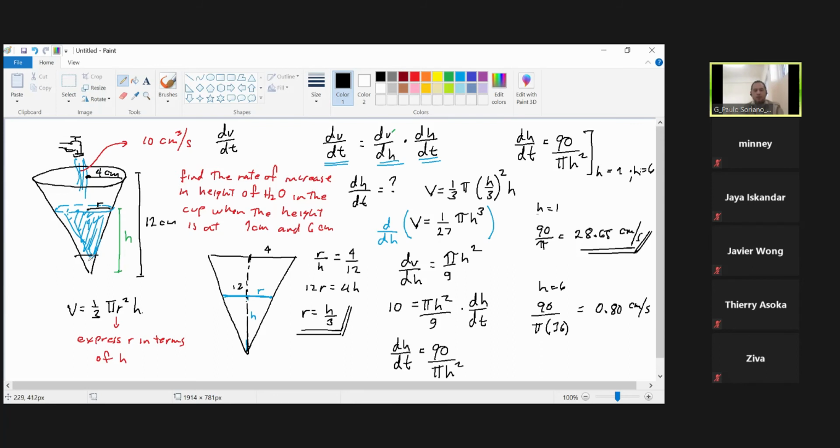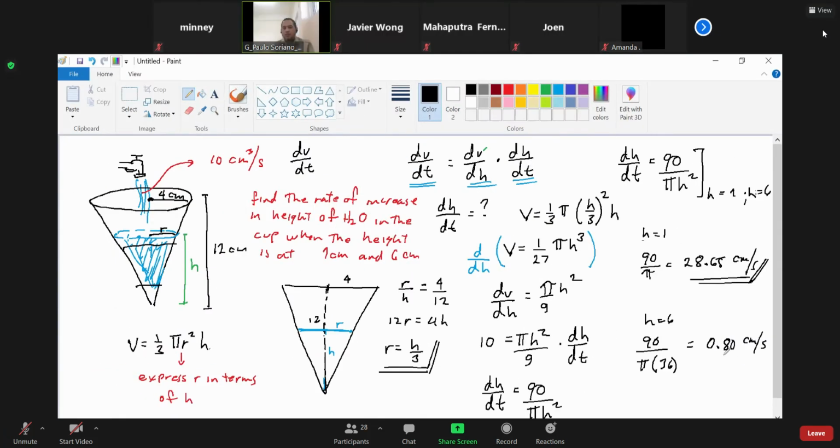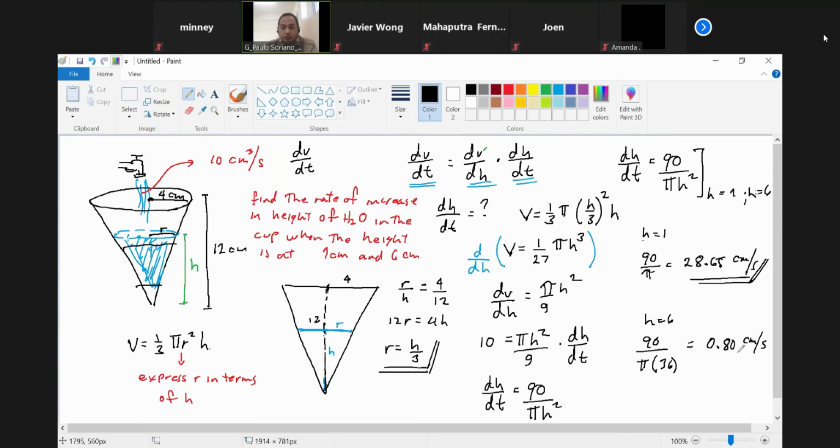Okay, so which confirms that at lower levels, let's say at height 1 centimeter, since it is still very small, it goes up very fast, 28.65. But at 6 centimeters, since the volume now is wider, the mouth is wider, it's moving up very slowly, 0.08 centimeters per second. You get the idea?